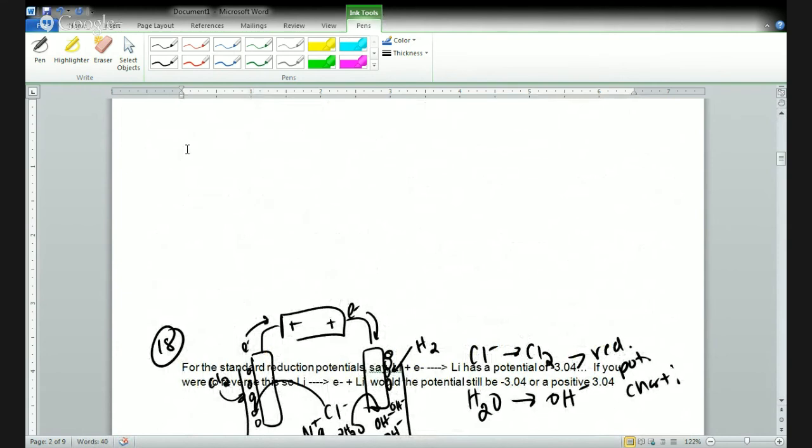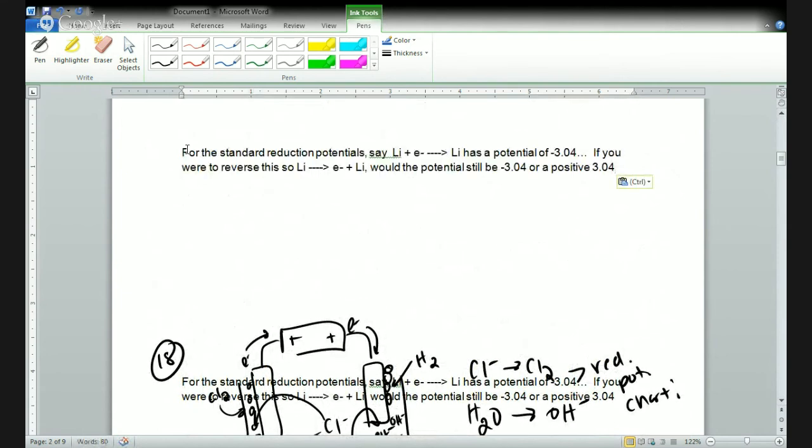I'm amazing. Okay, so here's the question we want to answer here. For the standard reduction potential, and they chose the lithium one, which is on top of the reduction potential charts, if you were to reverse this, would the potential still be negative 3.04 or positive 3.04? Whatever the number is in the book, copy it down exactly like it is. Never, ever change it.